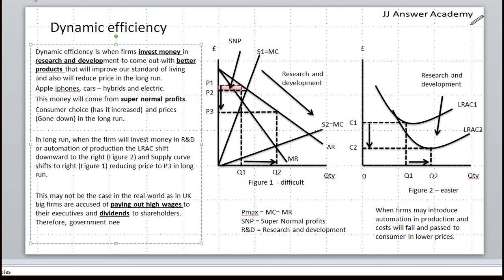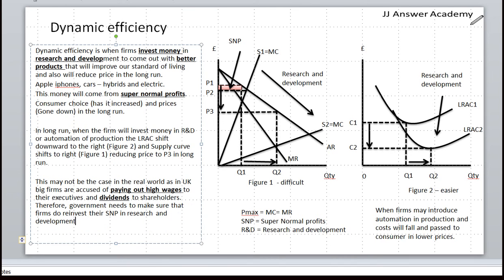Government needs to make sure that firms do reinvest their SNP in research and development, through welfare gain.